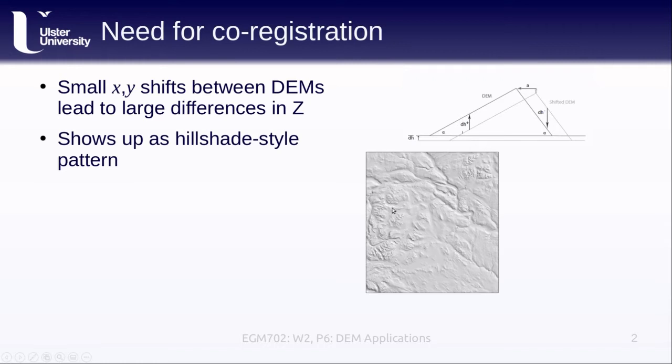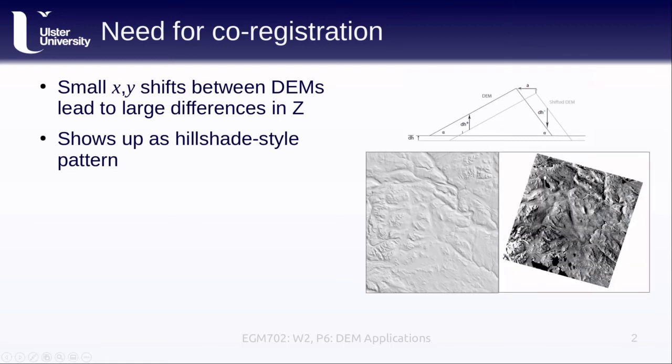What this looks like if we plot this up in a map is it shows up as a hillshade style pattern. You can see a hillshade for an area here on the left, and on the right we have the same area showing a DEM difference with two different DEMs that have been shifted slightly. You can see that these look very, very similar. We can see the negative elevation difference shown in darker colors on one side of a hill slope, and positive elevation changes showing as lighter colors on the other side. So we can see this hillshade style pattern as a result of these shifts or translations.